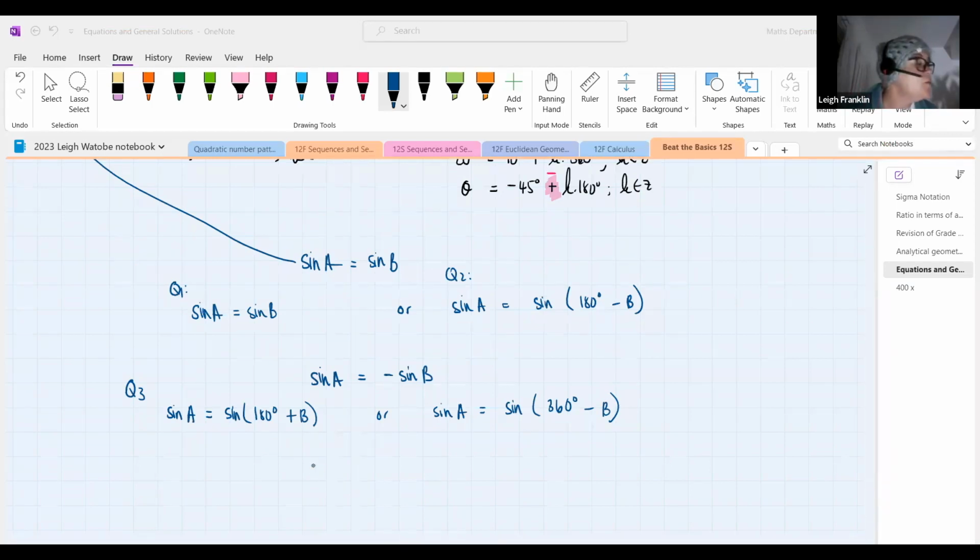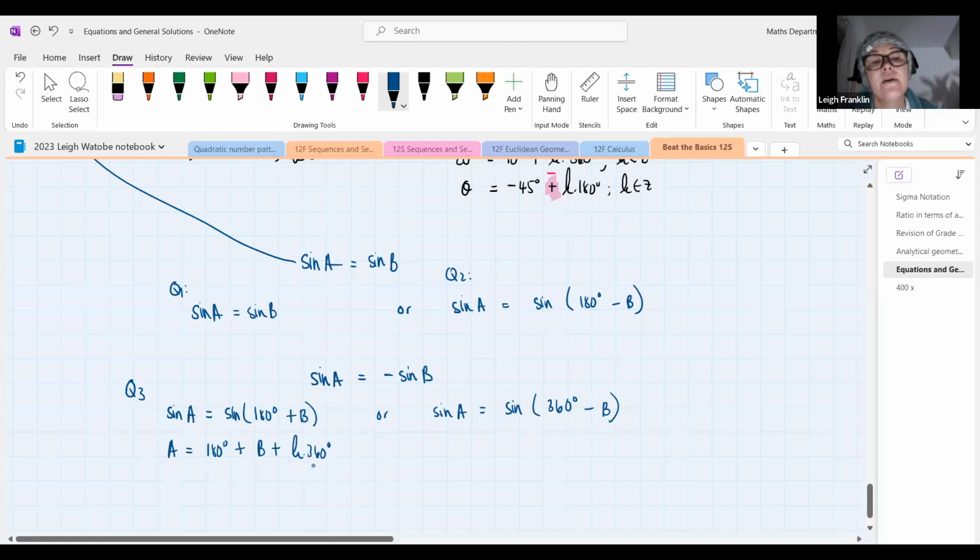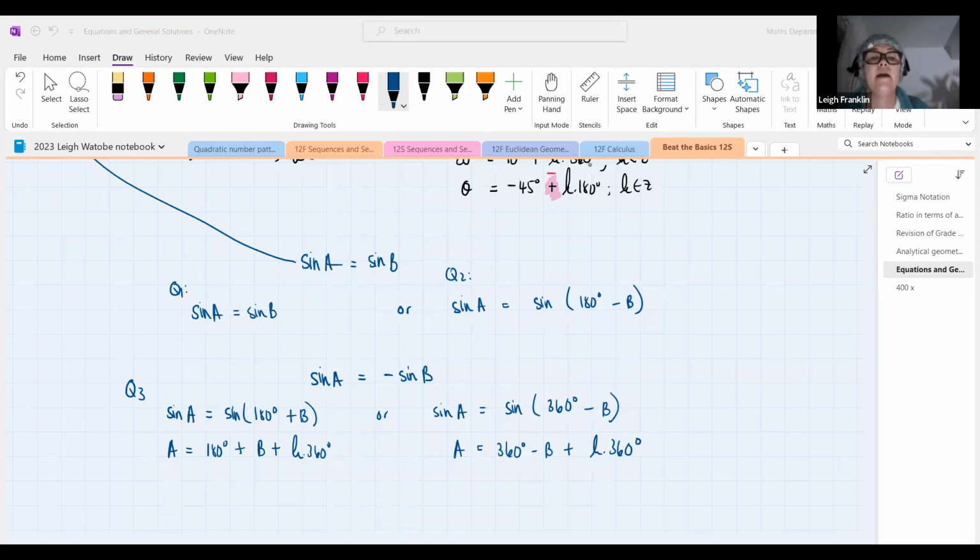Okay. In which case, A would be equal to 180 plus whatever B is, plus K times 360. Okay, and here A would be equal to 360 minus B plus K times 360. Does that make sense now? Okay. So be on the lookout for those as well.